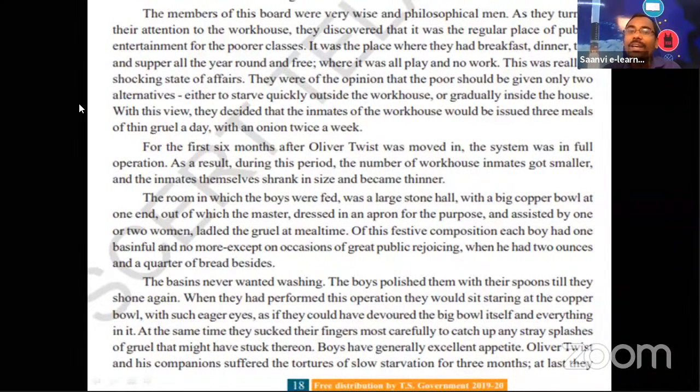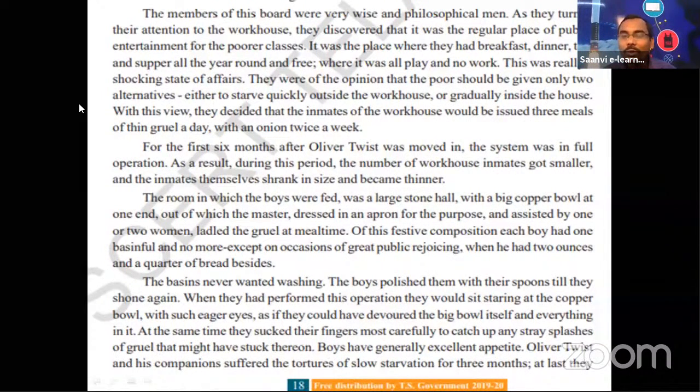It was the place where they had breakfast. So it is the place where these children have their breakfast in the morning, dinner, tea, maybe in the evening, and supper, the food that you eat before you go to bed, all the year round and free. So these poorer classes will get breakfast, dinner, tea, and supper all the year round and free, where it was all play and no work.